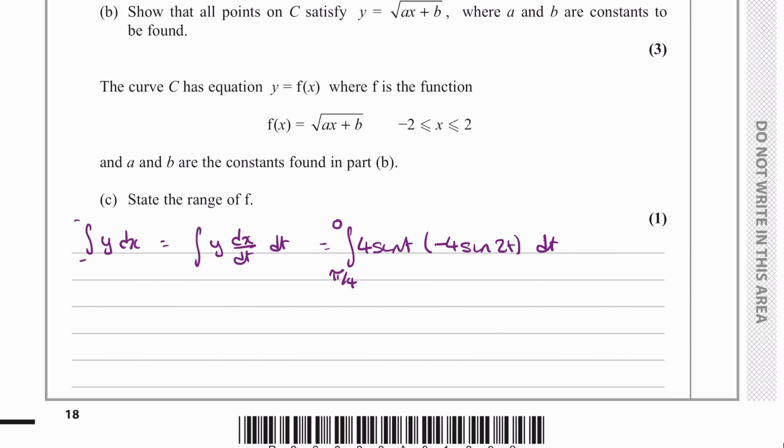The problem we have now is we need to change these limits. So we can write this as the integral between 0 to pi over 4. This will give us the negative of this integral, and this negative will become a positive. So we'll have 16 sine t sine 2t dt.